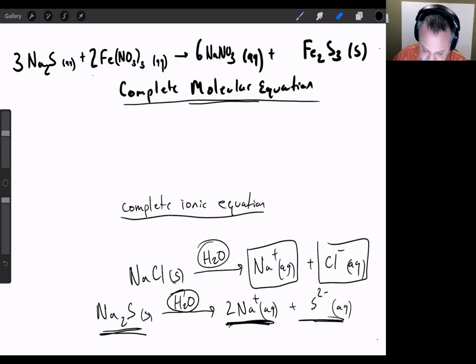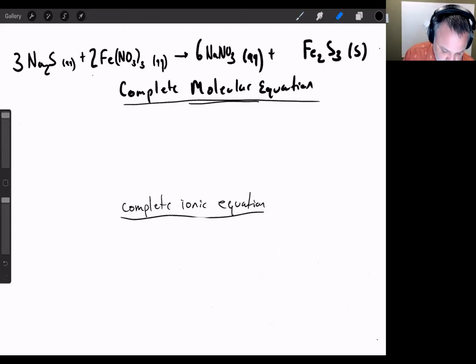And so I'm going to apply this same bit to the equation above in order to write the complete ionic equation. Since I've written the complete molecular equation and I've balanced it, writing the complete ionic equation is relatively straightforward from that point. What I do from that point is I use the balanced complete molecular equation to construct the complete ionic equation.